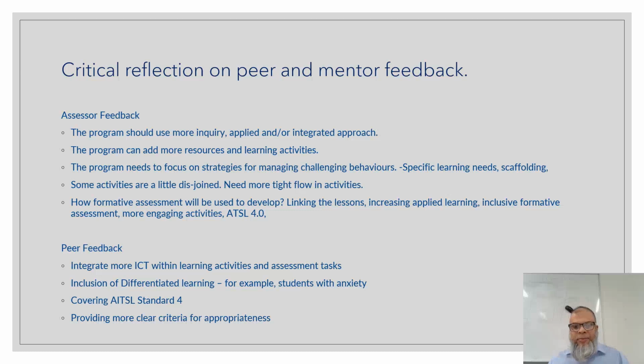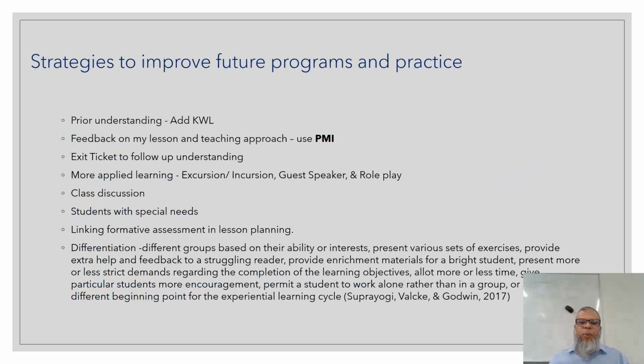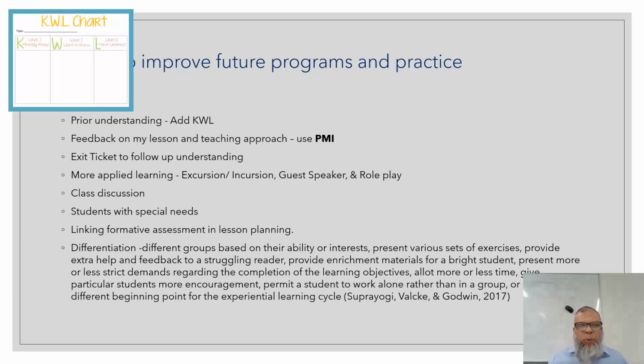Really running out of time. So these are the feedbacks I received from assessors, and these are feedbacks I received from my peers. There are certain similarities among the reports. For example, in both groups, they said I need to look at more differentiation in my teaching. I also need to look at more about how students perform over time. So therefore, I think my program could be improved by adding some tools like KWL to understand the prior knowledge of the students, and that gives me an idea of who is at what level.